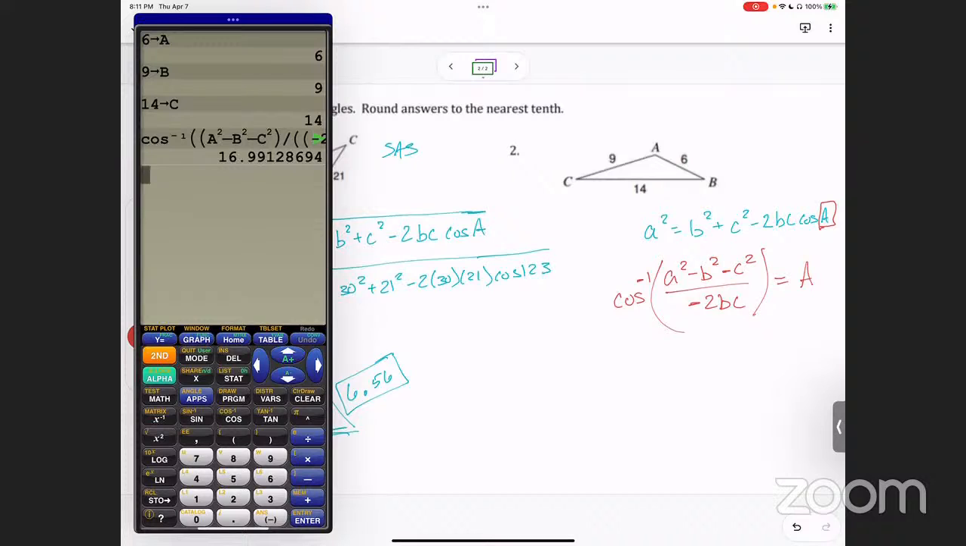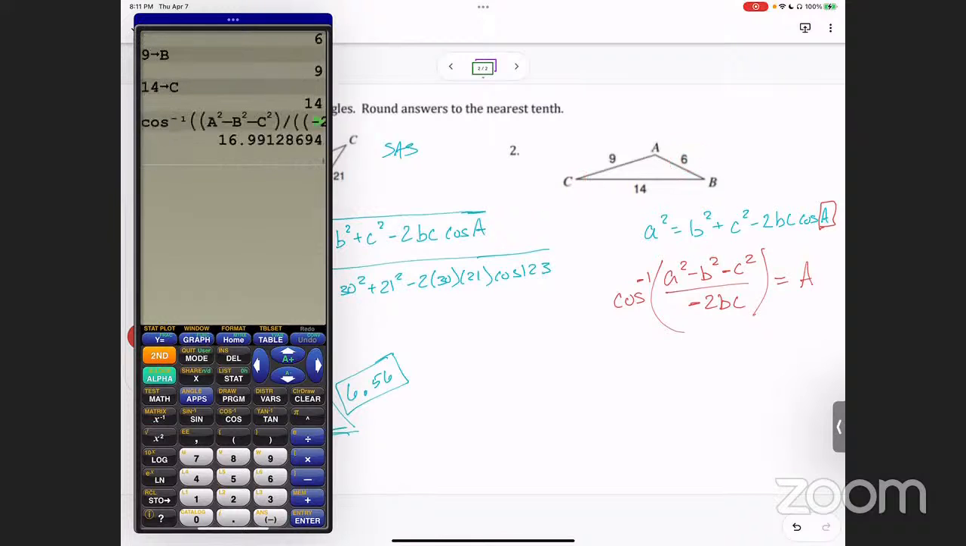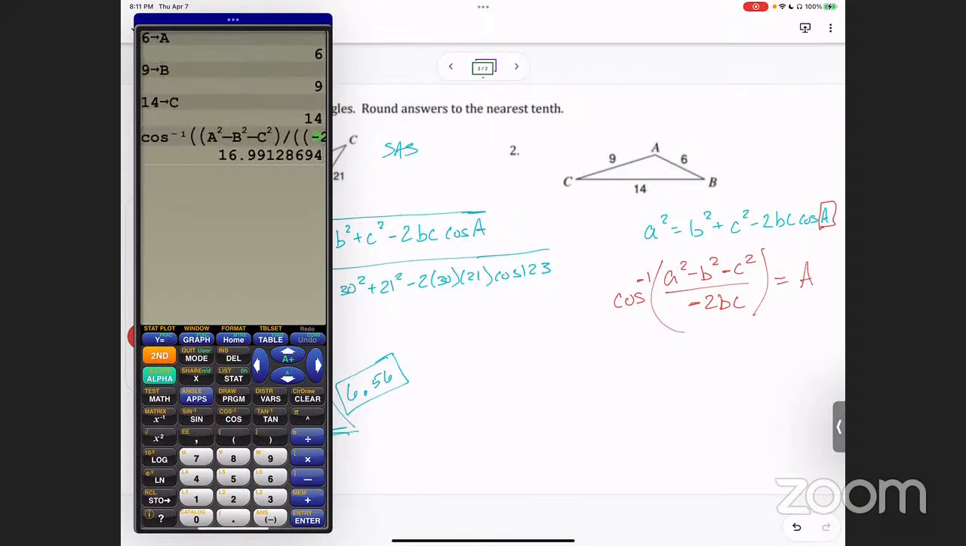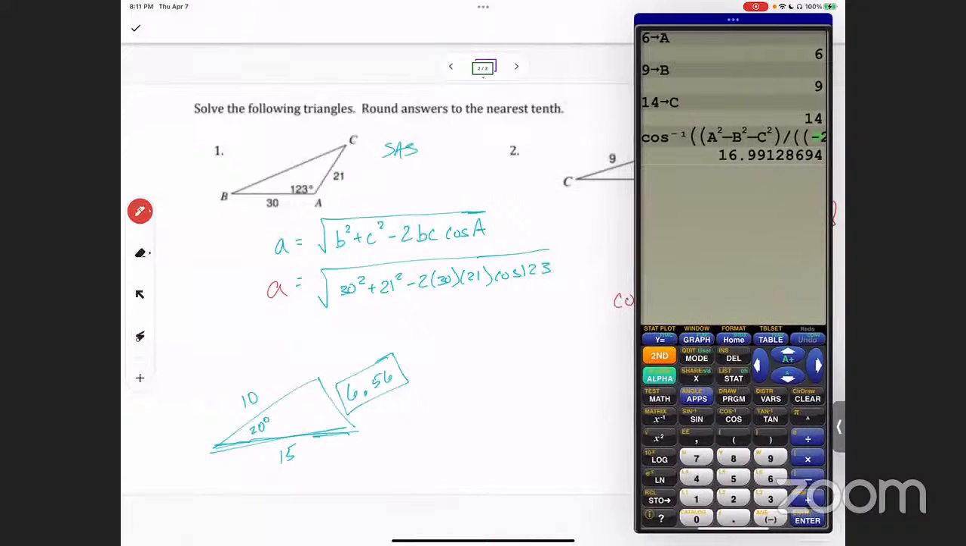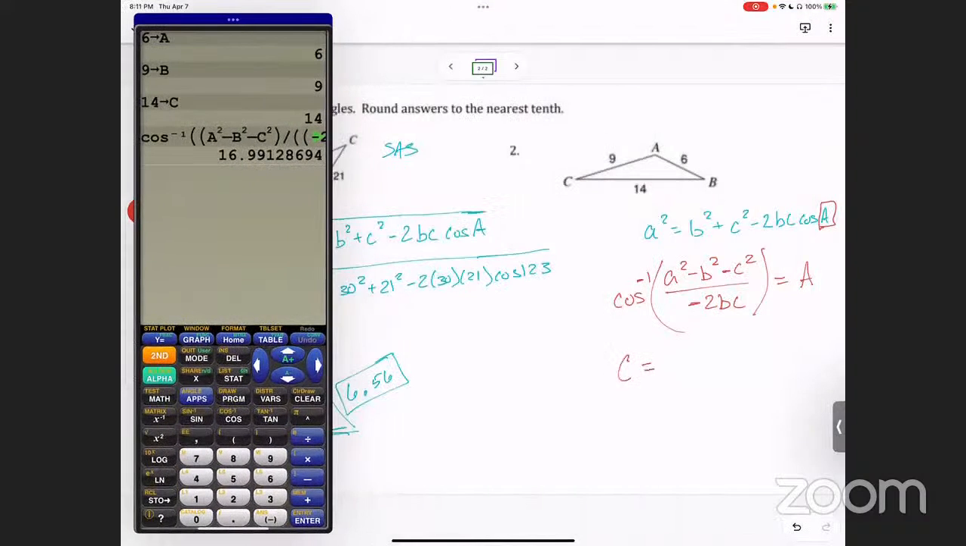Dang. So what did I just solve for? An angle. Which angle? A, B, or C on here? C. That's right. I solved for C. Gabriel, you get what I'm saying? Yep. Okay, so that's C. C equals 16.99 degrees.